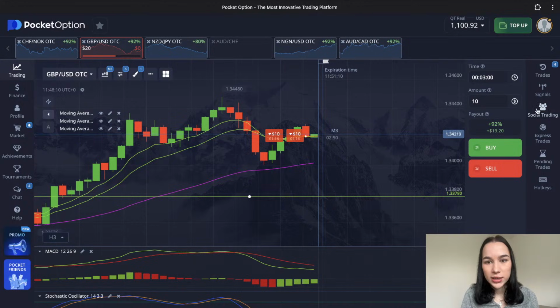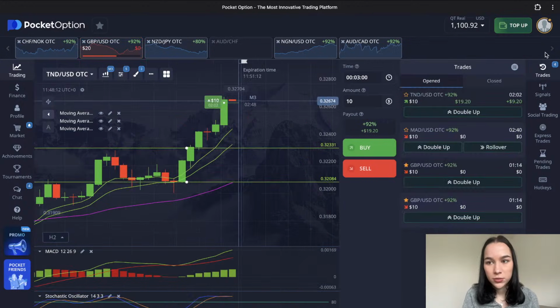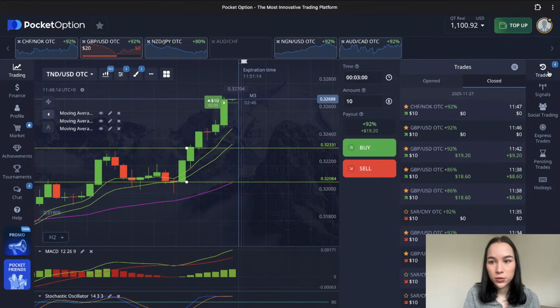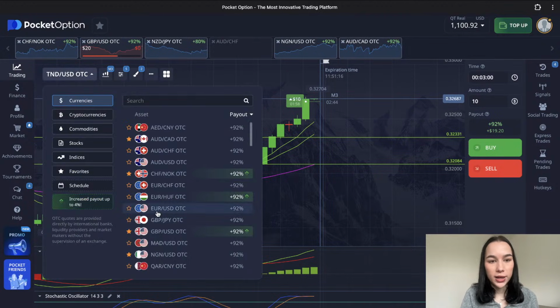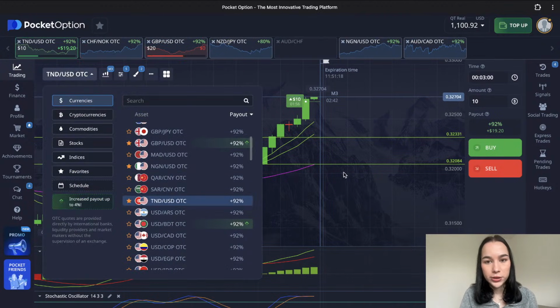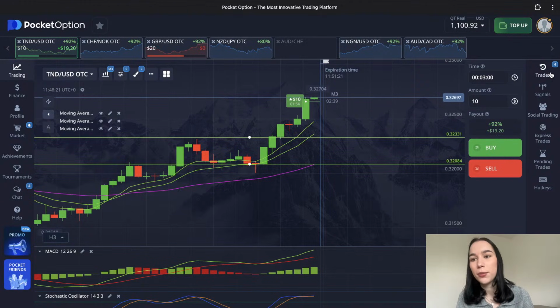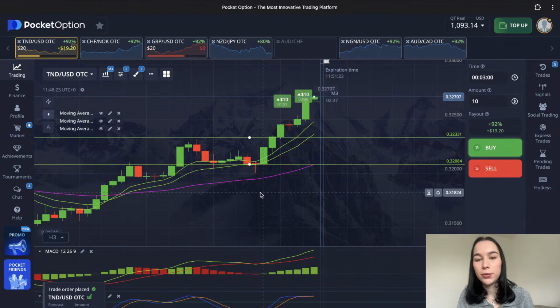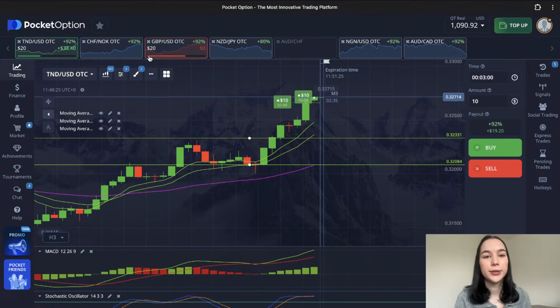We were almost in the plus here. Okay, so we're gonna add it to the favorites so we can see it. Perfect. This one is going pretty well. We're gonna open another trade here.